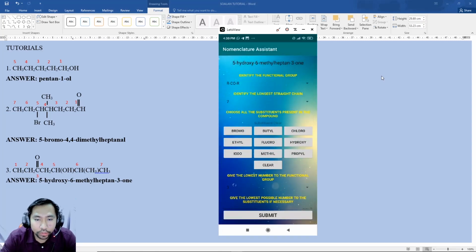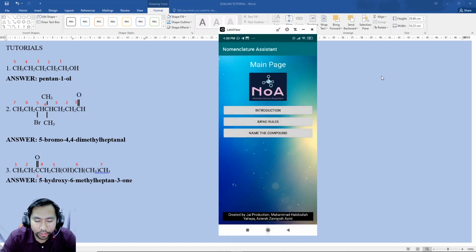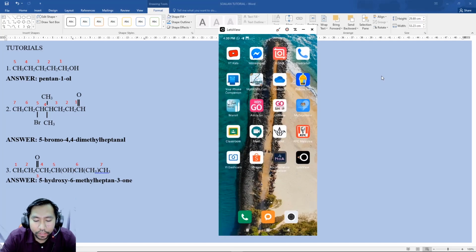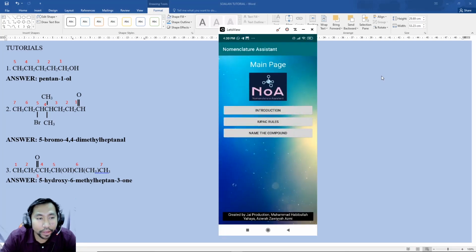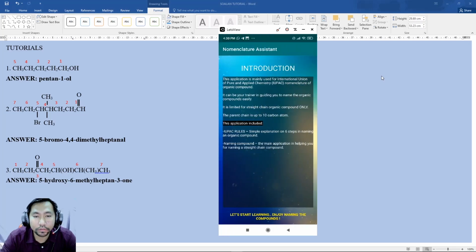So I want to introduce to you the app that we have developed. I have installed the app on my phone. We named the app Nomenclature Assistant. This is the main page of the app. There are 3 sections: introduction, IUPAC rules, and name the compound. I will just go through introduction and IUPAC rules at a glance.